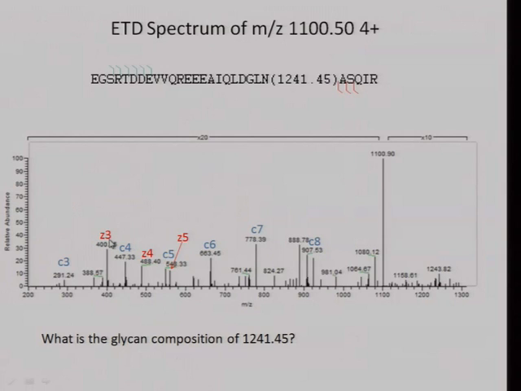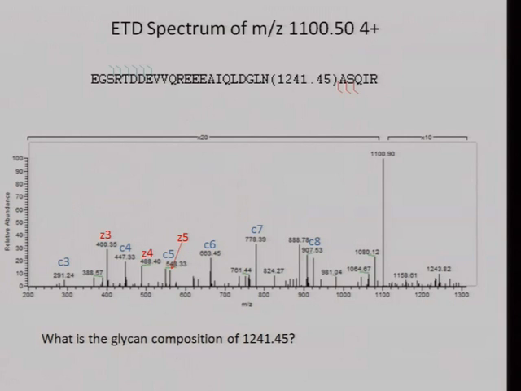So the Z3 ion, to remind you, is 3 residues from the C-terminus, so it basically corresponds to QIR. Then the Z4 is going to be SQIR. Z5 is going to be ASQIR. And then we have some C ions going from the other end, C3, which is going to be EGS, C4, EGSR, C5, EGSRT, and so on. You've got the idea. So the first question is, what is 1241?